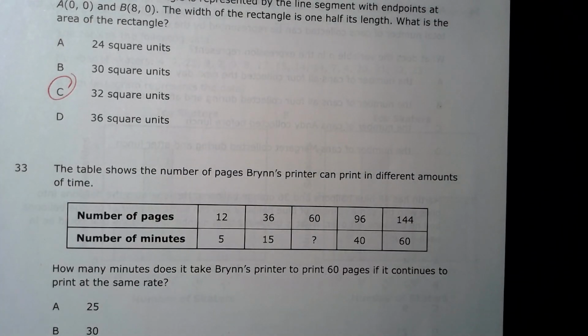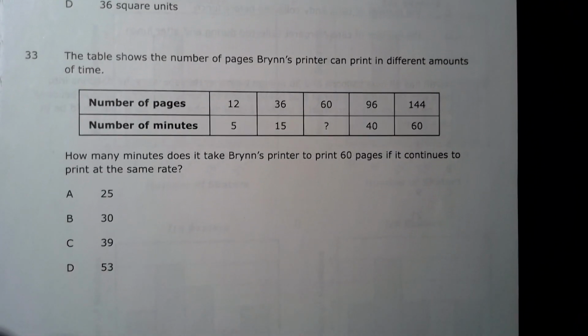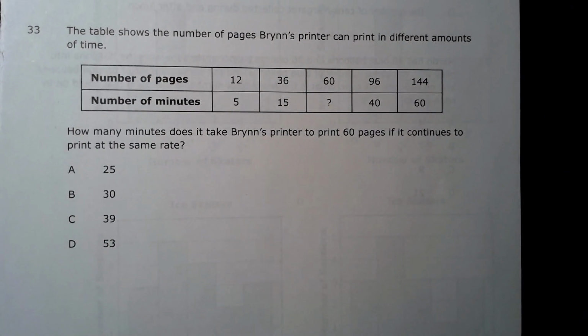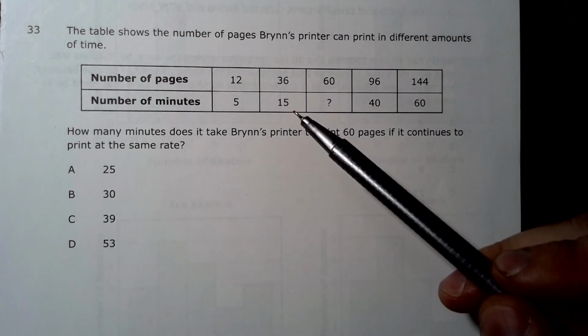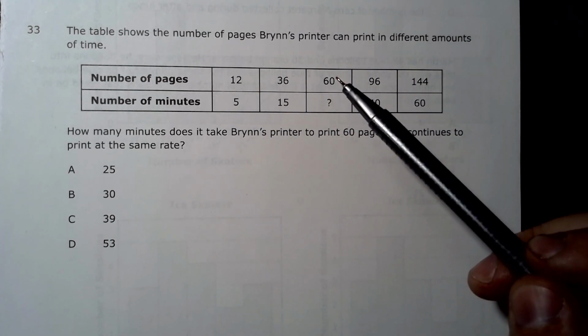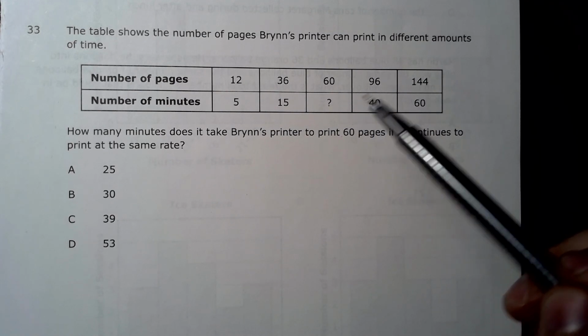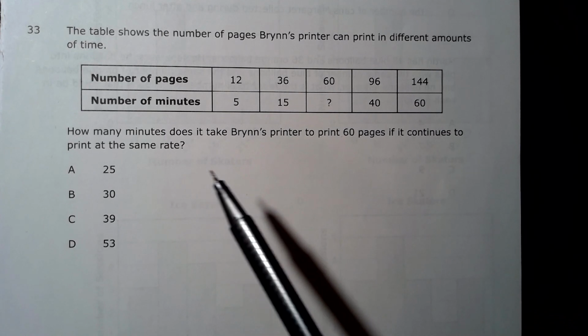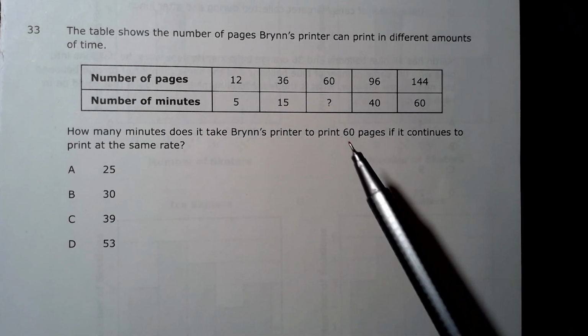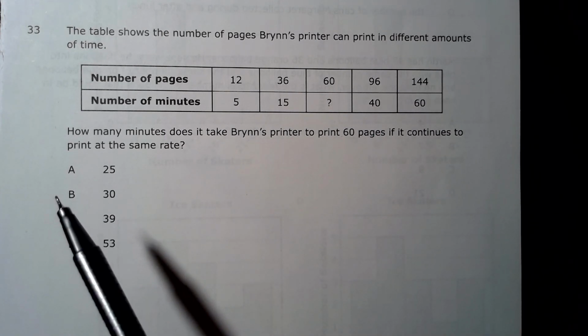Moving on to number 33. The table shows the number of pages Brian's printer can print in different amounts of time. So 12 pages, 5 minutes, 36 pages, 15 minutes, 60 pages, blank minutes, and so on and so on. How many minutes does it take Brian's printer to print 60 pages if it continues to print at the same rate?